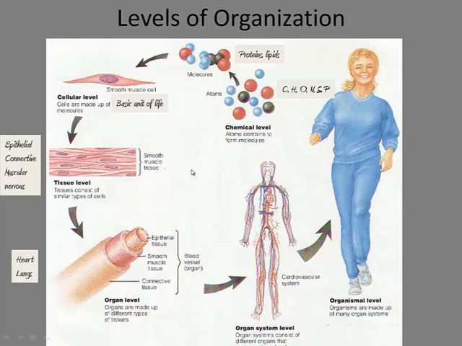Okay, so now let's take more than one organ and get them working together. We could have the heart, arteries, lungs. We could have the veins, or we could have the bladder, the kidneys, the ureters, urethra for the urinary system. So you get more than one organ working together, and you have a body system.